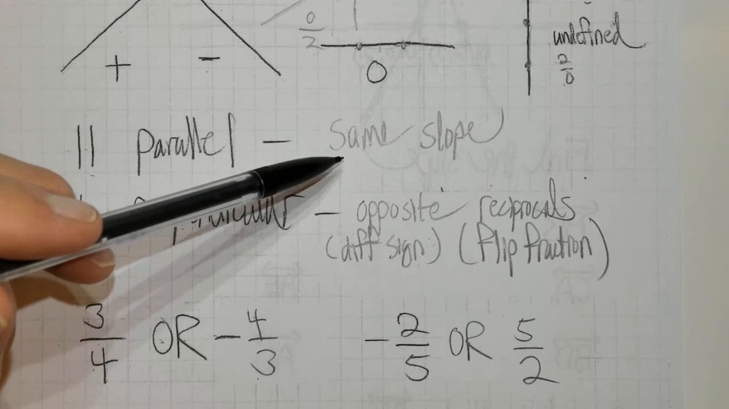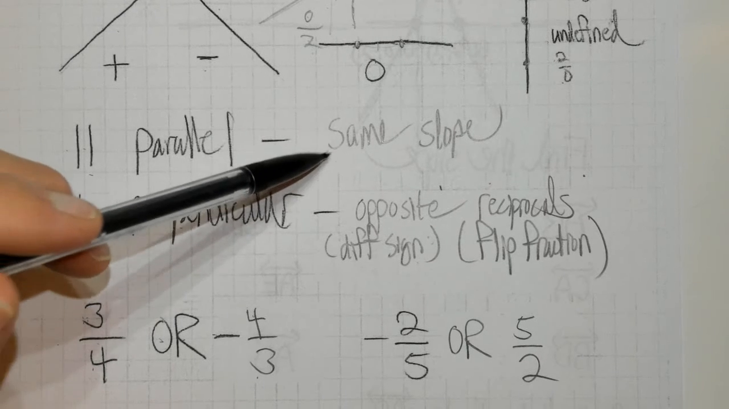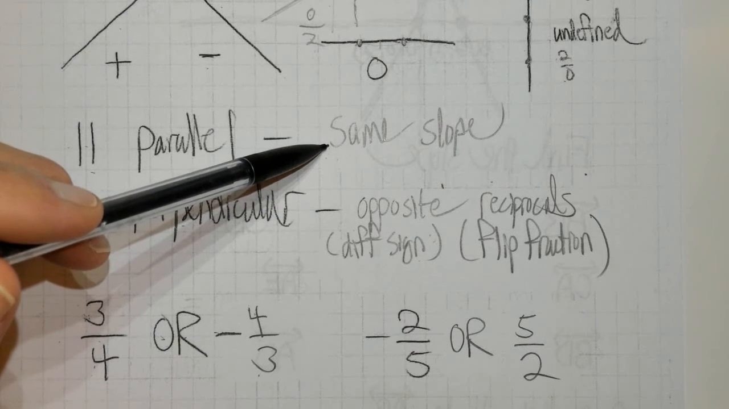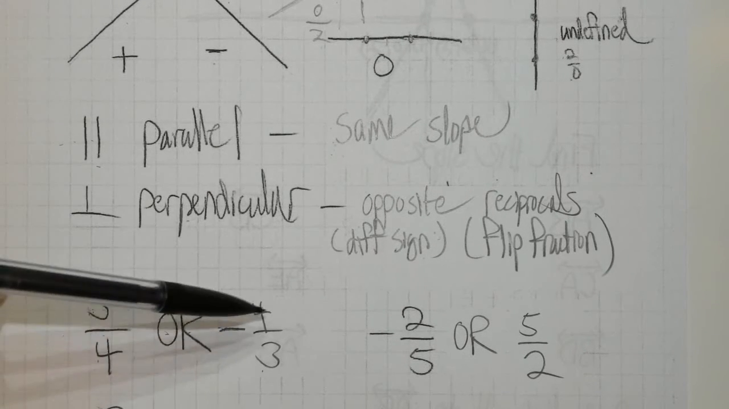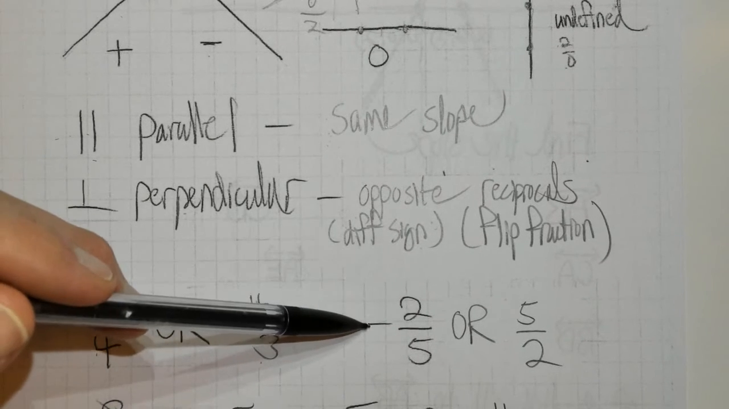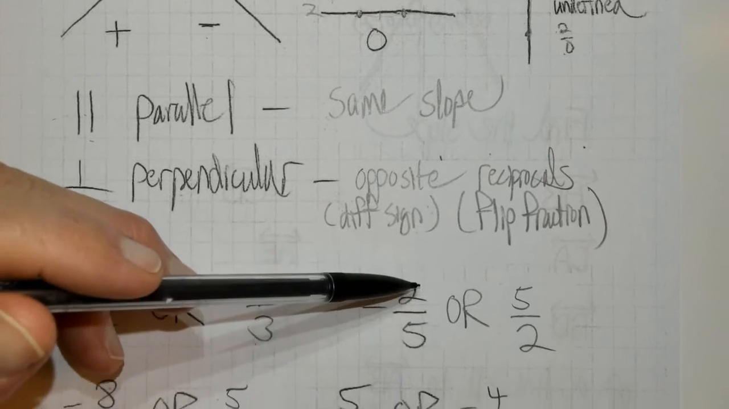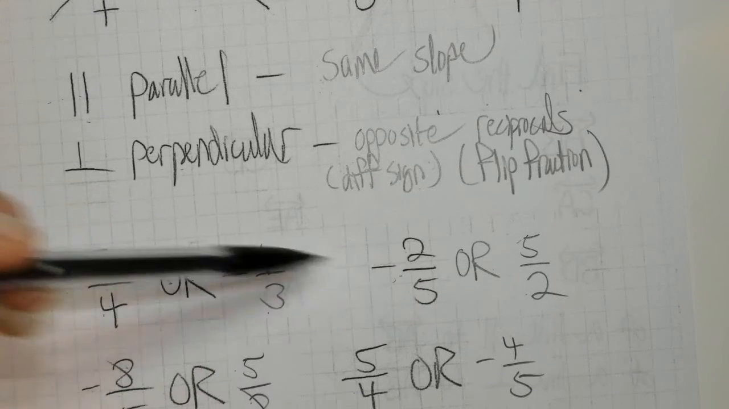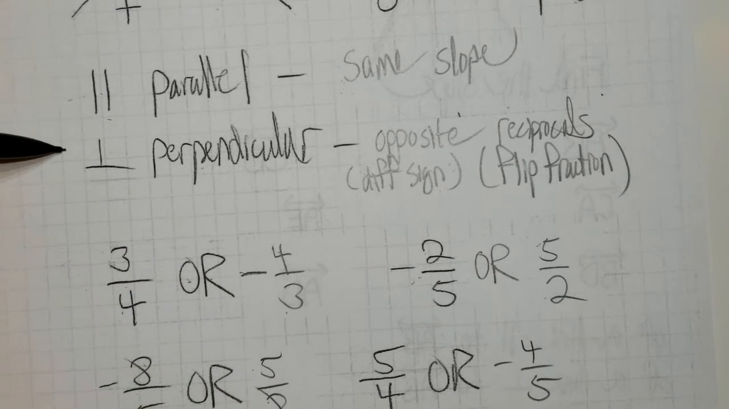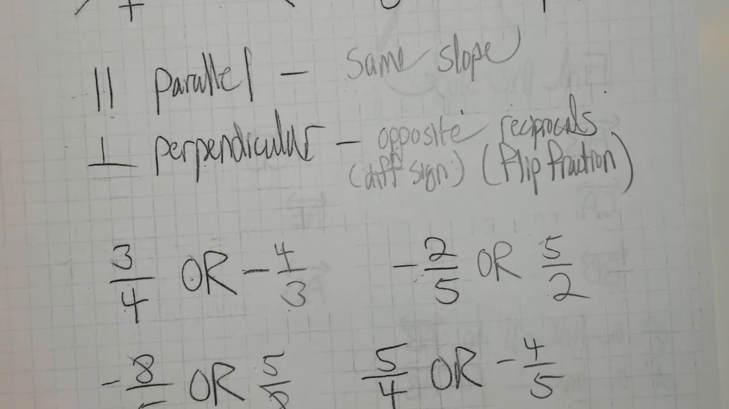So if I have two lines and their slopes are 1/4 and 1/4, what's the conclusion? Well, they must be parallel. Why? Because the slopes are the same. If I have two lines and the slope of one is negative 2 over 5 and the slope of the other one is 5 over 2, what's the conclusion? Oh, these two lines must be perpendicular, because perpendicular lines have slopes that are opposite reciprocals.